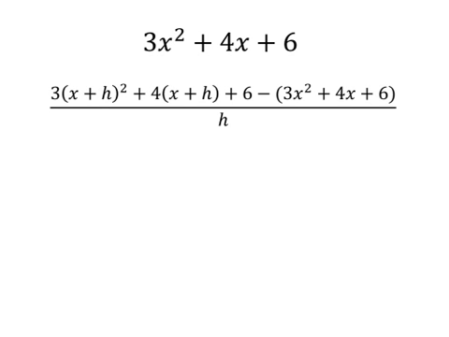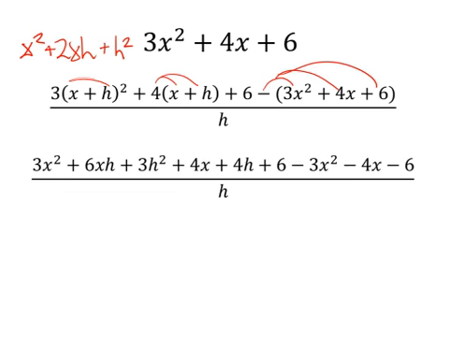Since we want to simplify it, we take this part and square it, which always ends up being x squared plus 2xh plus h squared. Then we multiply that 3 into it, so it'd be 3x squared plus 6xh plus 3h squared. And then we distribute the 4, and we make sure that this negative gets distributed to every single term. So there it is multiplied out, and now we start simplifying.